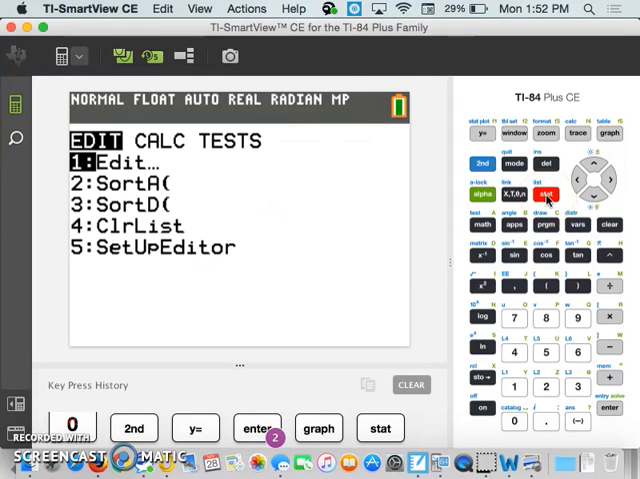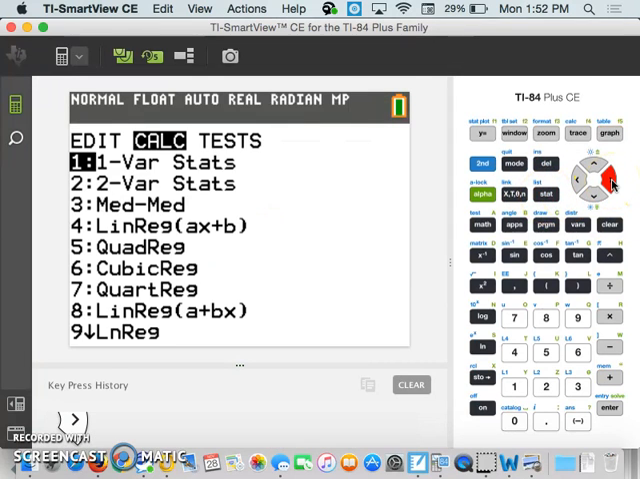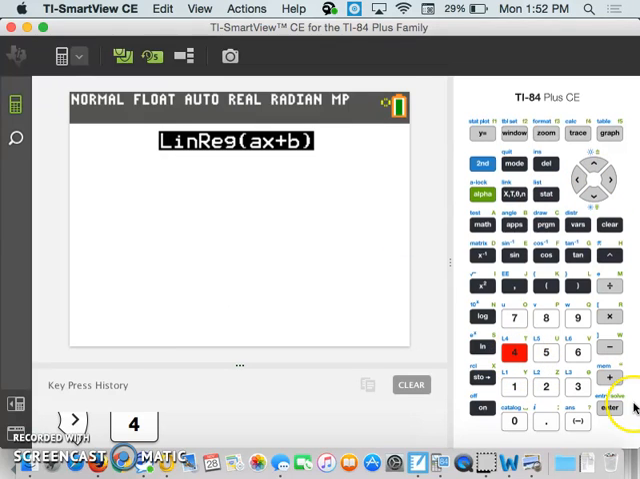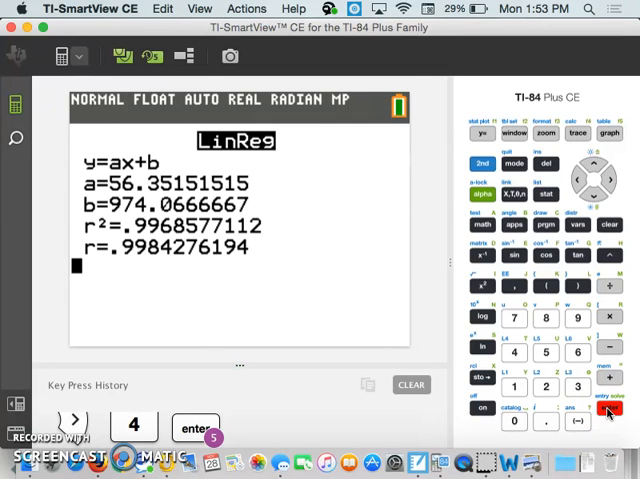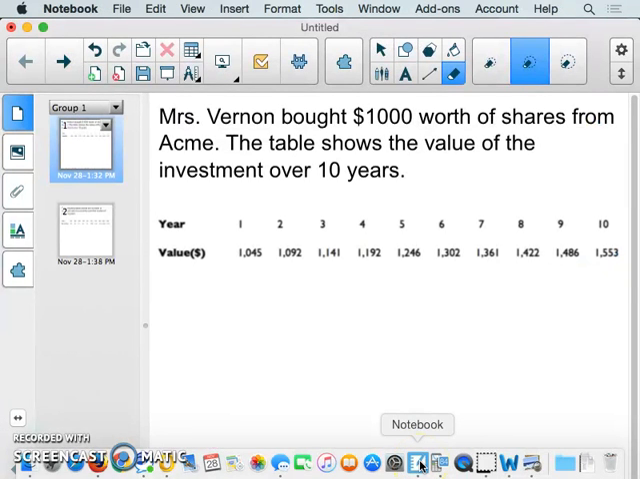So to run regression, stat, calc, linear regression is number 4, and I'm going to calculate. So I end up with a rate of change because I have ax plus b. So my equation will be 56.35x plus 974 is my starting value, and my R value, now this is what I want to pay attention to, my R value is 0.998, so I'll go ahead and record that data.